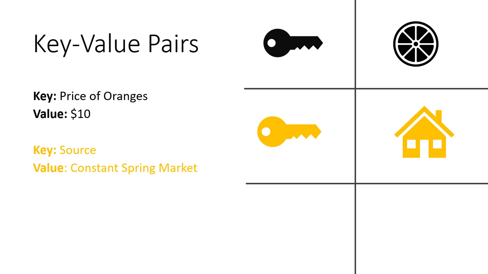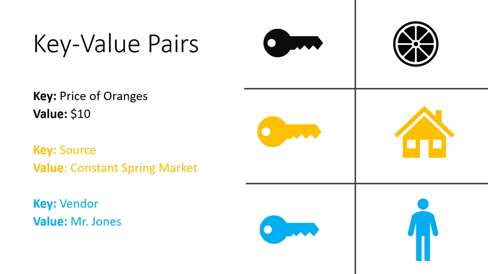Now, there could be other types of information that would be useful. For example, the vendor, the person who actually sold you the oranges, or the person that you got this information from at the market, is meaningful as well. In this case, we have a key, and the key is the vendor, and the name of the vendor is Mr. Jones. So you're charting the information, the price of oranges, over time, and each of the lines on your chart will have associated key value pairs that make it more meaningful.